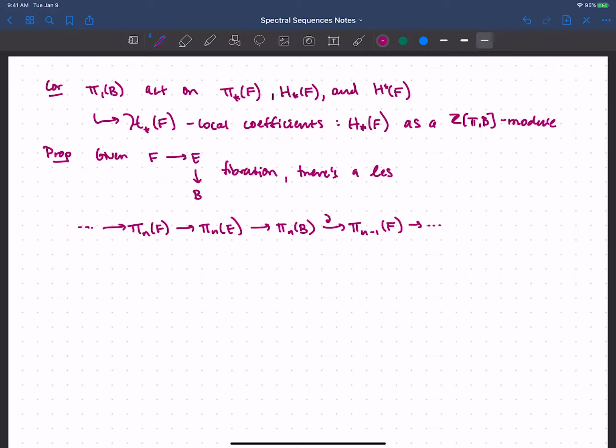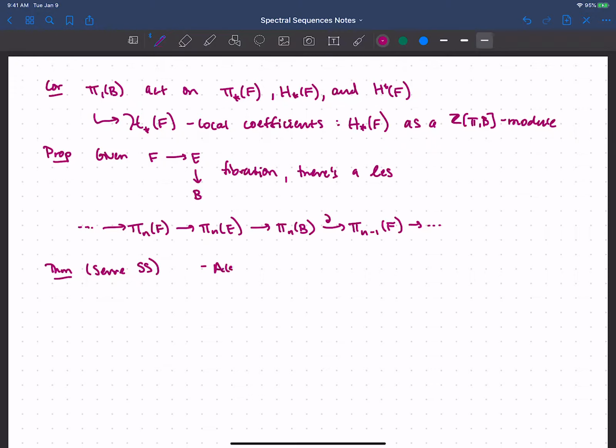Okay, so great. These are just some reminders about things that we know about fibrations. We get this nice long exact sequence in homotopy. That's sort of one of the best things they can do for us. But now that we have spectral sequences, we've actually got a lot more. So this theorem is really the Serre spectral sequence that Serre constructed in his thesis.